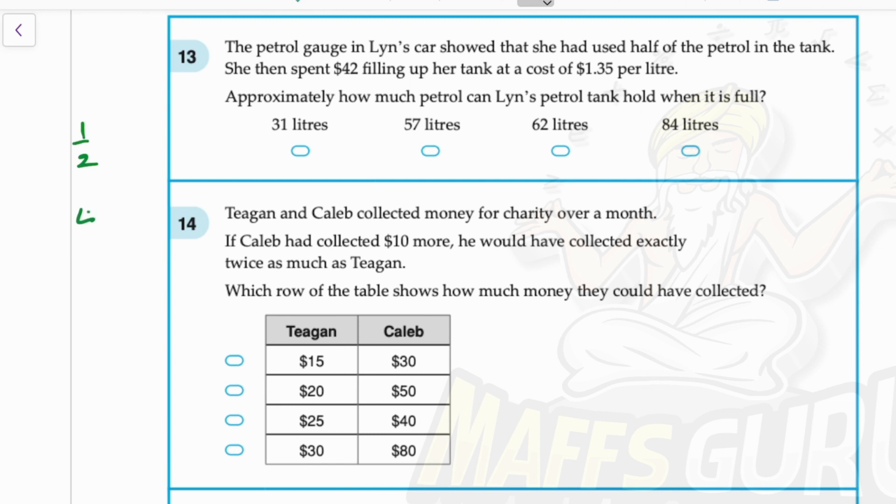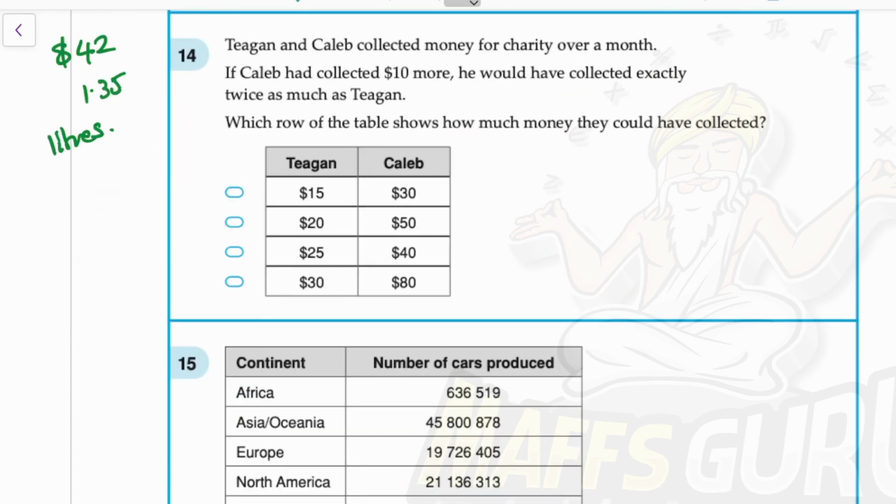So she's basically taken $42 at $1.35 per litre. We need to work out how many litres can go in a tank. Now, bearing in mind, it says her tank was half full. So if I spent $42, if I do 42 divided by 1.35, then I know, roughly speaking, that half a tank has 30 litres, okay? So if half a tank is 30 litres, then roughly speaking, my whole tank is going to be approximately 62 litres.